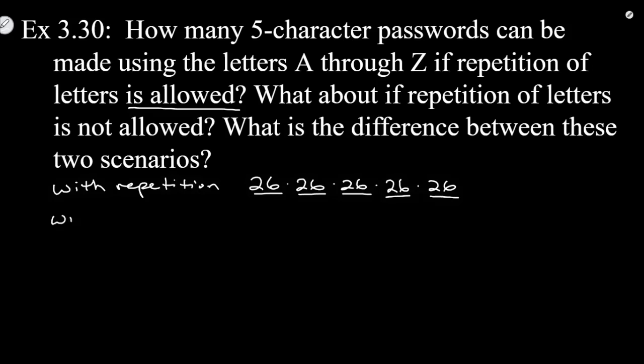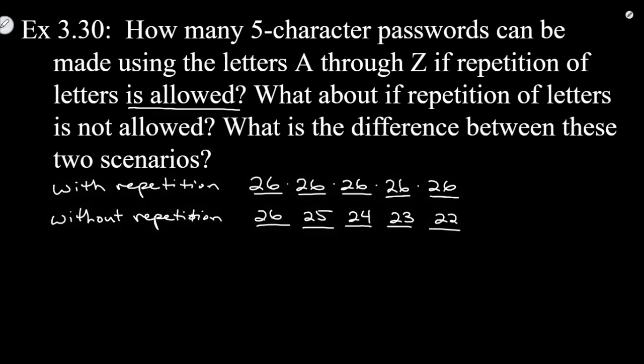But without repetition being allowed, so we can't use the letters more than once, we would have 26 for the first one, but then only 25 letters left for the second choice, 24 left for the third letter, 23 left for the fourth, and then only 22 left for the fifth one. And we would multiply those together.